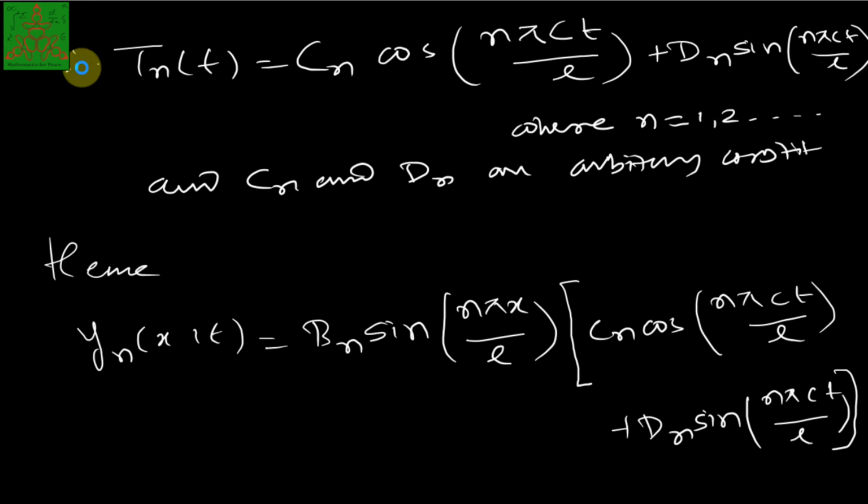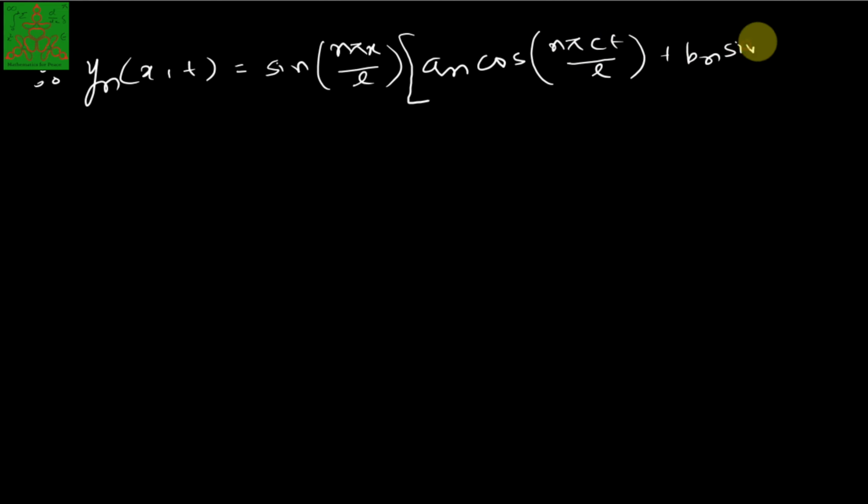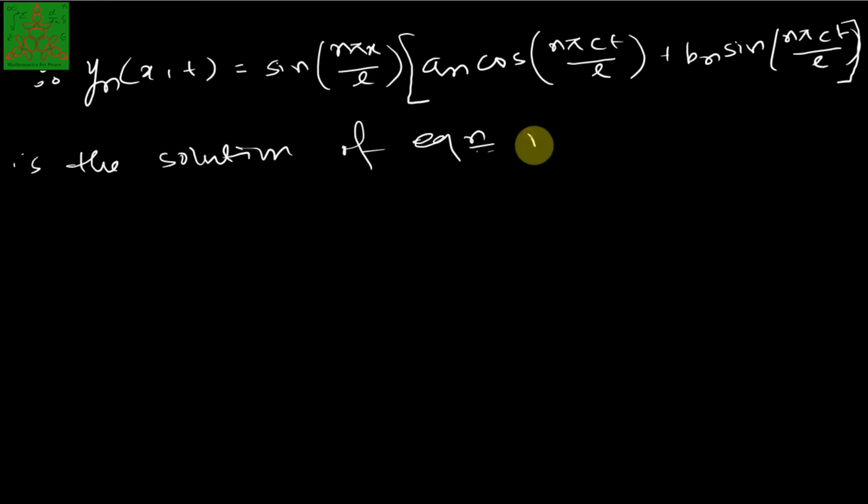So finally what we have is yn of x,t equal to sin(n pi x upon L) times in brackets an cos(n pi Ct upon L) plus bn sin(n pi Ct upon L). Call this equation 1. We have a solution of the wave equation.